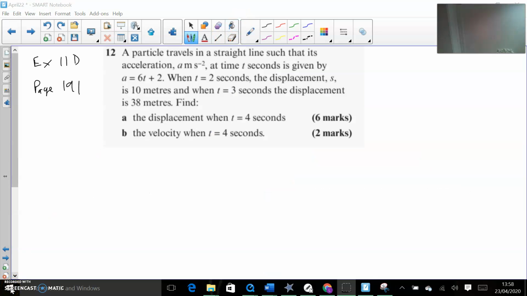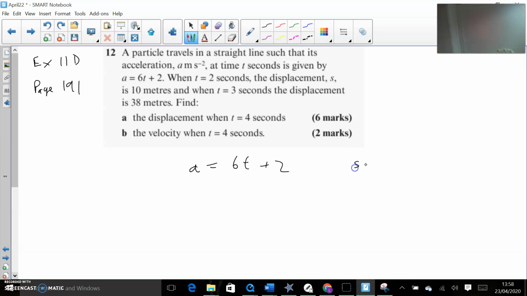Okay, now I'd also like to go through question 12 on exercise 11D on page 191, because this involves having the acceleration in terms of time. It says a particle travels in a straight line such that its acceleration at time t is given by a equals 6t plus 2. When t equals 2 seconds, the displacement is 10.